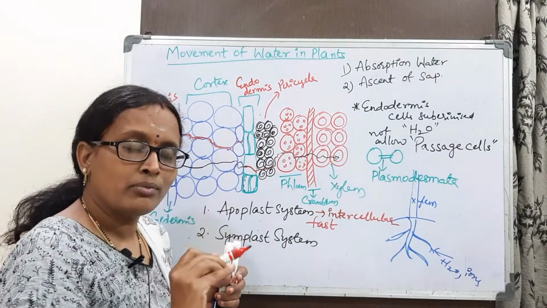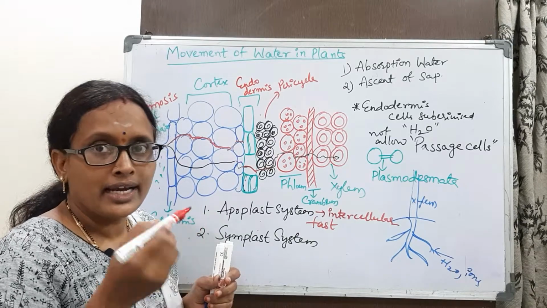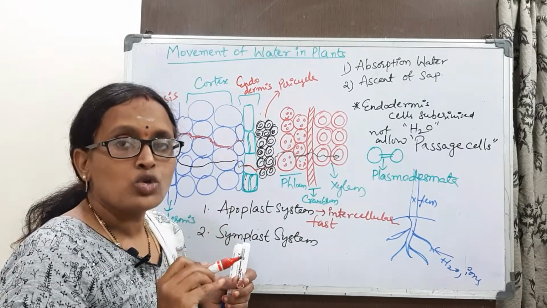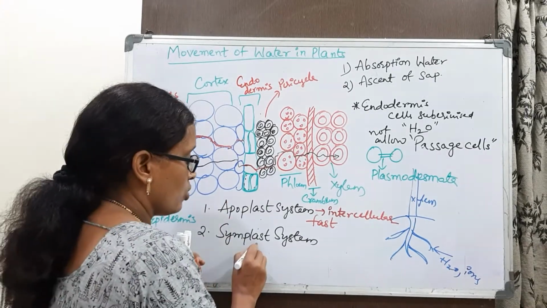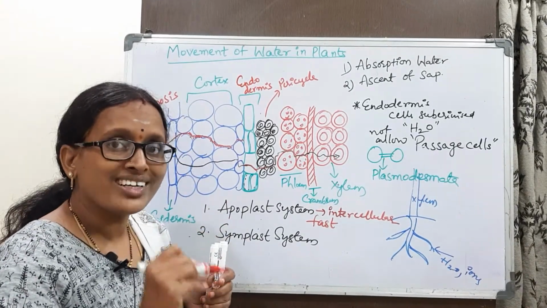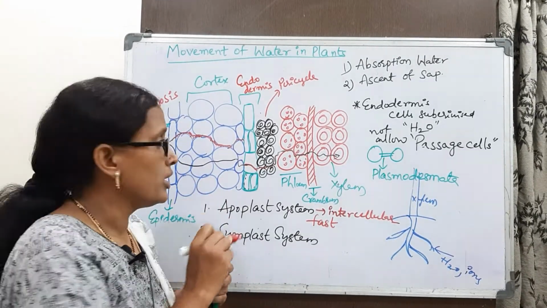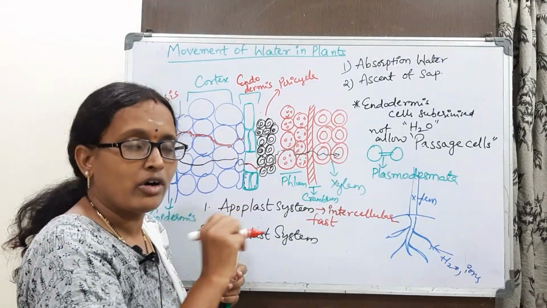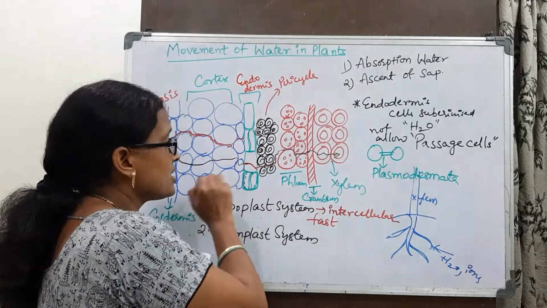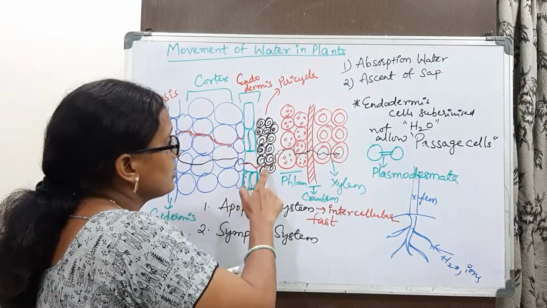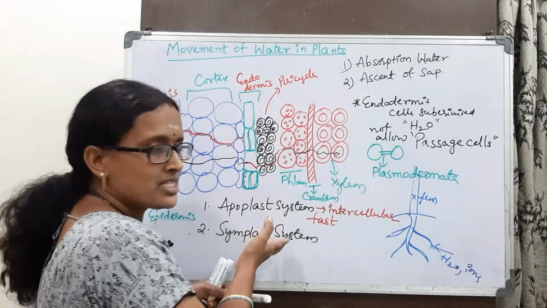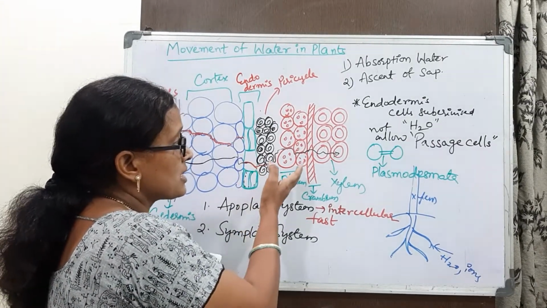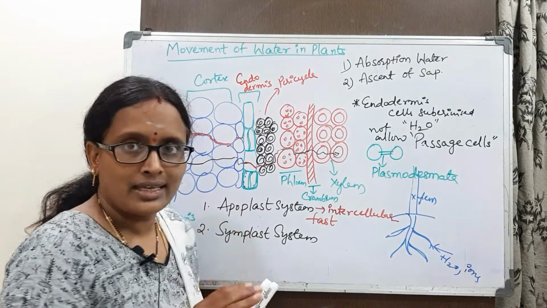the endodermis, water moves by the symplast and apoplast. But in the case of the endodermis, only symplast, because water has to cross the cell wall. Here water has to enter from the passage cells. Okay, next in the phloem it is again apoplast and symplast. So again in the pericycle also apoplast, symplast, and finally it reaches the xylem vessels.